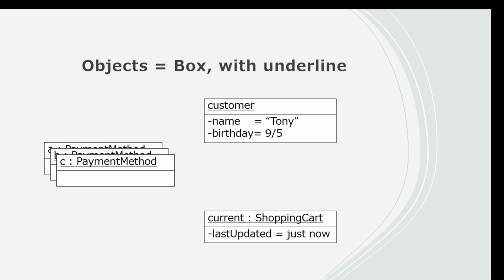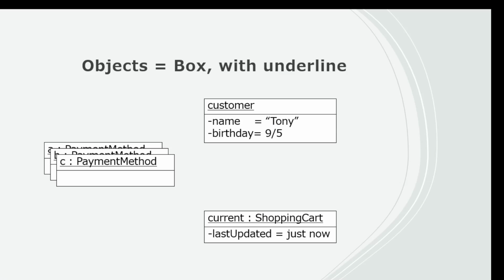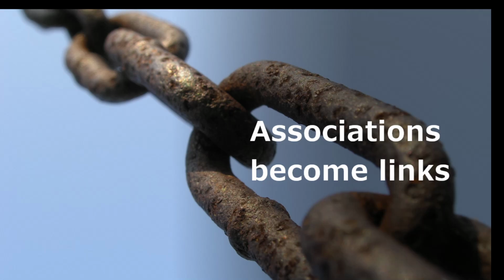Now, the relationships change a little bit in this. The associations turned into what's called links. There's links between objects. There's associations between classes. An association is a potential link. It describes the link. The link is the actual thing. The shopping cart current might not link to Tony. It might link to a different one, or some of these payment methods might not be Tony's. There could be objects out there, and they could be Tony's payment methods if it gets assigned to be one. But I do that by establishing a link.